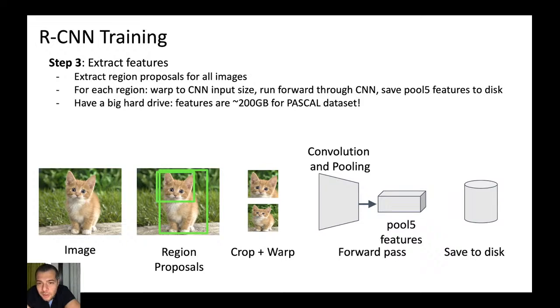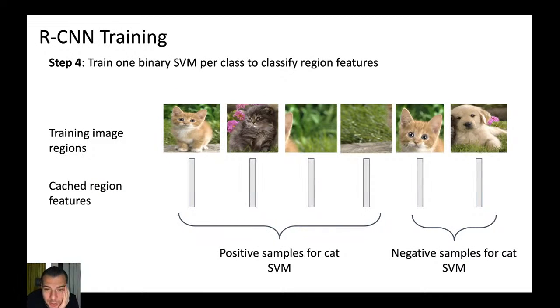And for each region in the image, they apply the CNN. So they pass the region through the CNN, and they take the features from the last pooling layer. So the last convolutional layer also is followed by a pooling layer. So they use those features before the first fully connected layer to be used for the classification and regression layers, which are trained.